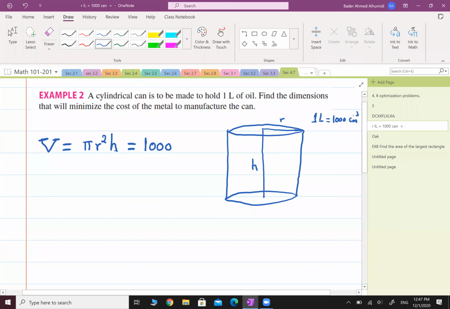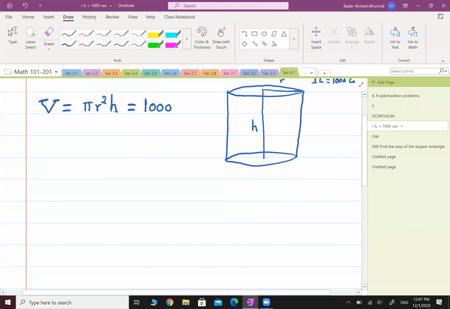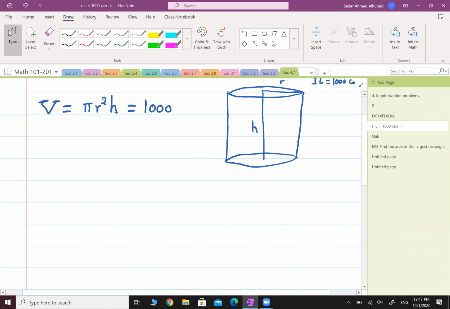What is the thing that needs to be minimized? The cost. Now if we ask, how do we make a cylinder? What do you need to do? We have cardboard now, how do we build the cylinder? First, I need to have a rectangular piece. I need to cut a rectangle and bend it like this. And then I need two covers, a cover at the top and a cover at the bottom.